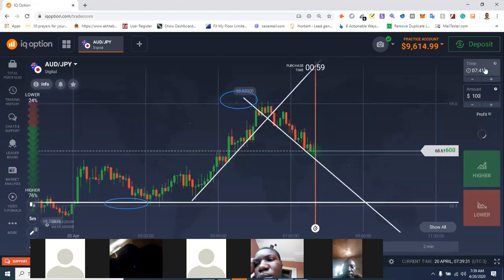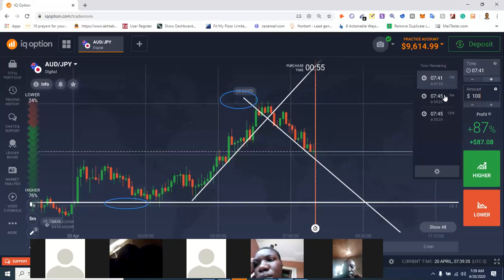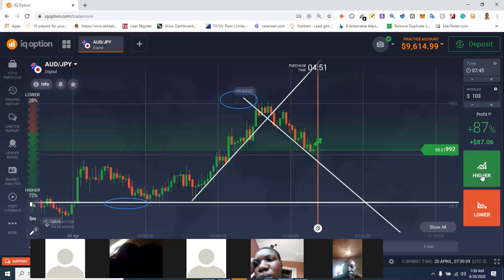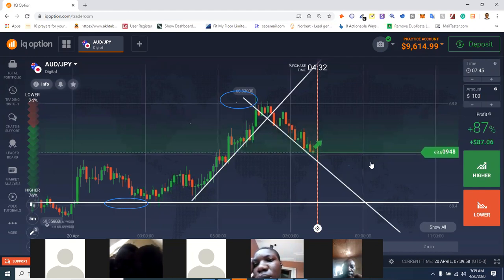Now I need to change my time to 45. So once it's 50, I go higher. And once it's 58, I go higher. I have the belief that I'm going to win this trade. It might not be on the first one, it might not be on the second one, it might be on the third one, but I have the belief that I'll win because of the white candles that I'm seeing. The green candle that I'm seeing here. Higher.